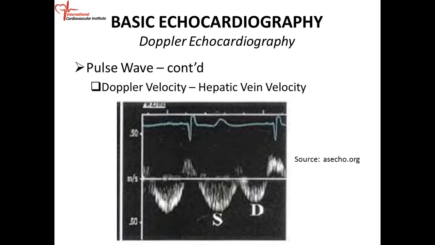So that's why it's above the baseline. It pushes the blood in the opposite direction, from the IVC back into the hepatic vein, so it's moving towards the transducer. So that's why this portion is above the baseline.